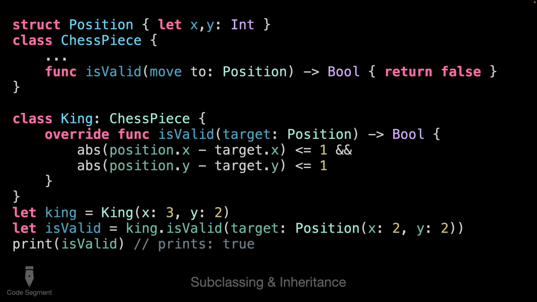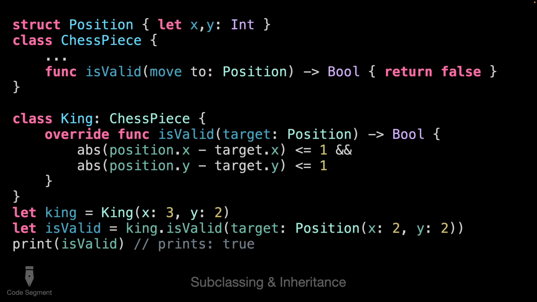So here, in our code, we define an instance of king. It has x is 3, y is 2, okay? And we then call king.isValid, okay? King.isValid target, and then we pass it a position, right? Now, okay. There is a syntax error here.